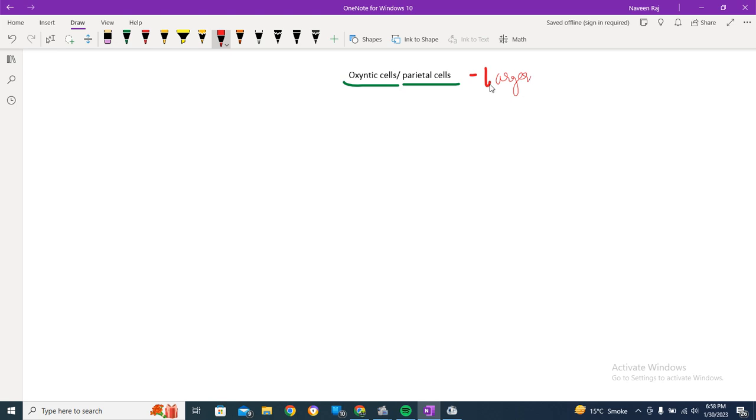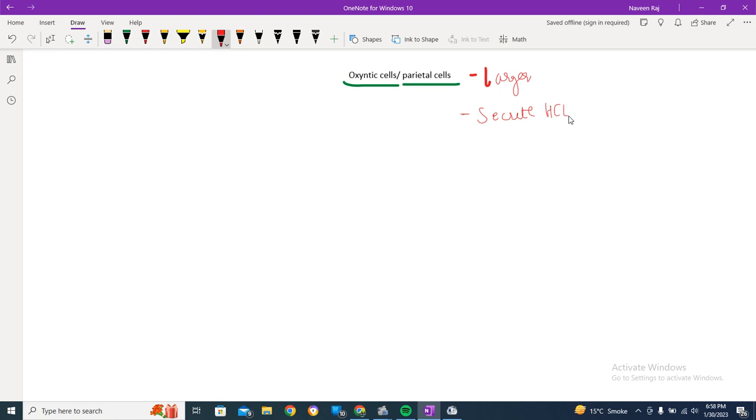What is the function of these? One of the major functions we know is that there is HCl present in the stomach. So oxyntic cells are the cells which secrete HCl. This is very important. This topic is completely very important.